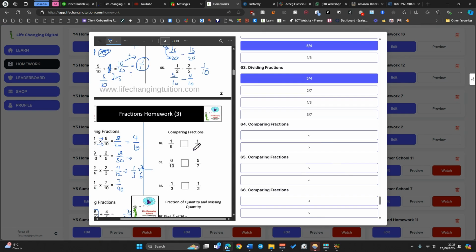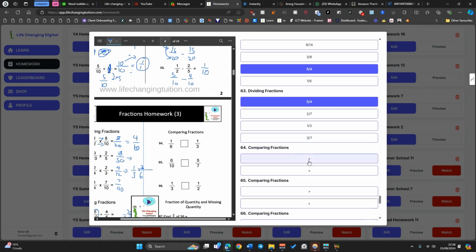Question 64. Comparing fractions, so which one is bigger or smaller? So this is the bigger sign. If you think about it, this is a crocodile, it always eats the bigger number. So what this sign means is the number on the right is bigger, and this one means the number on the left is bigger, so you have to choose which one is true.